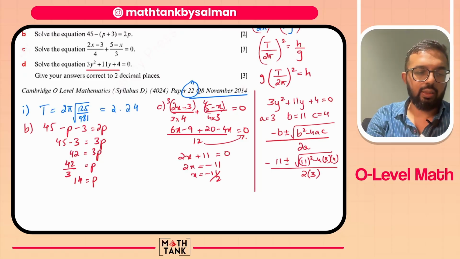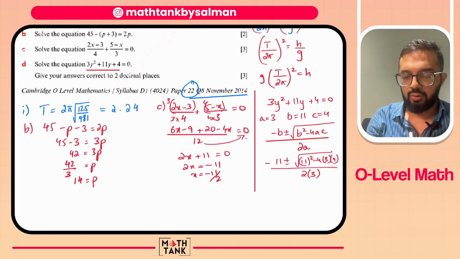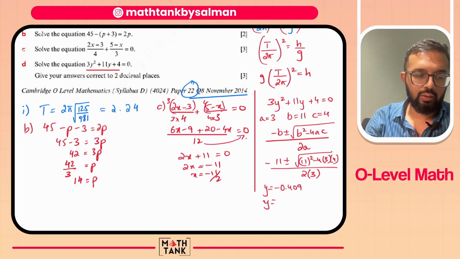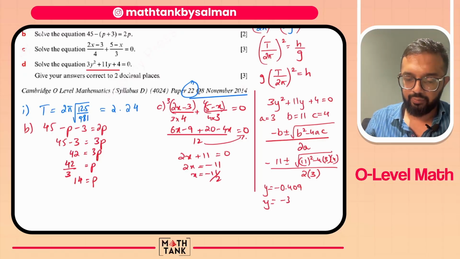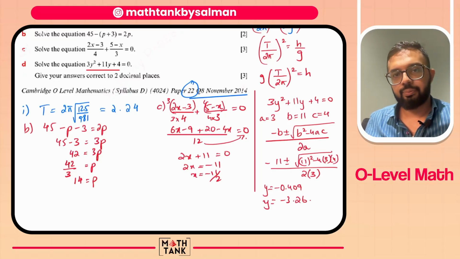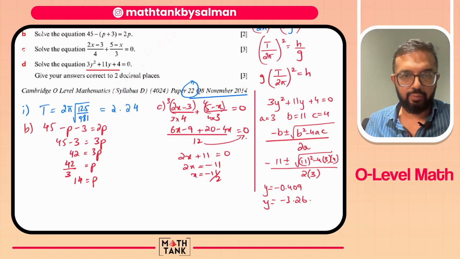Let's put this on a calculator and see if we get the correct answer out of this. y equals minus 0.409 or minus 3.26. Okay, I hope that is what all of us are getting.